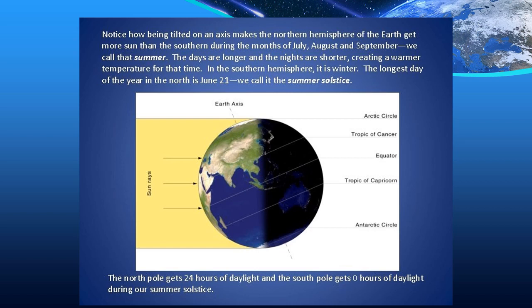The days are longer and nights are shorter, creating a warmer temperature for that time. Whereas in the southern hemisphere it is winter. It will be its opposite. The longest day of the earth in the north is June 21. We call it summer solstice. Now the North Pole gets 24 hours of daylight and the South Pole gets 0 hours of daylight during our summer solstice.